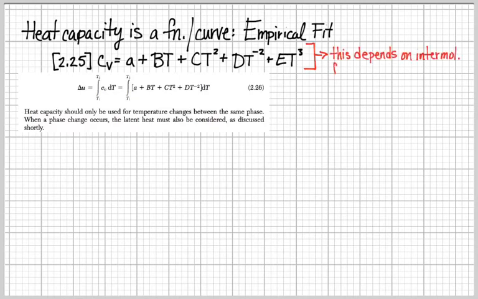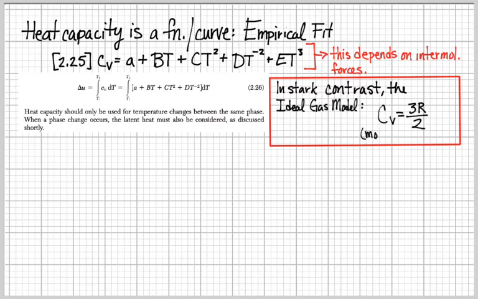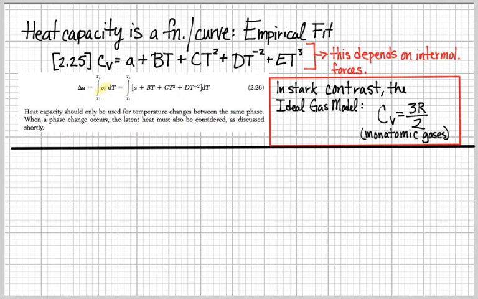The reason why I have a function is because I have intermolecular forces occurring. I have molecules interacting with each other in different ways at different temperatures, and so it creates a very complex function.